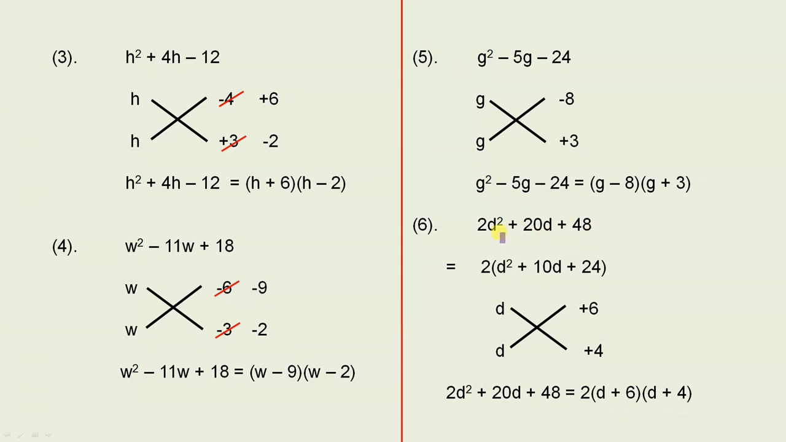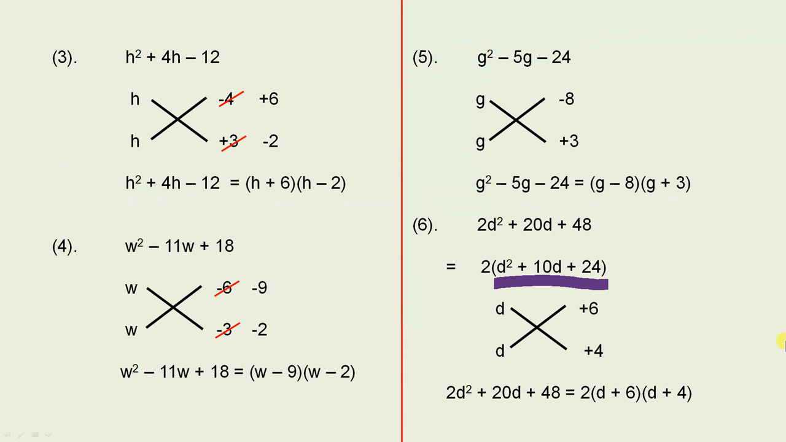And the final one, you'll notice that there's a 2 here. Now normally we have a 1. So we can see that we can take out the highest common factor, which is 2. So we take 2 out, and we're left with d squared plus 10d plus 24. So we'll just look at that part first. That'll be d and d for the factors of d squared. The factors of 24 are 6 and 4. 6d plus 4d is 10d. So the factorisation of this will be the 2 outside the brackets with d plus 6 times d plus 4.